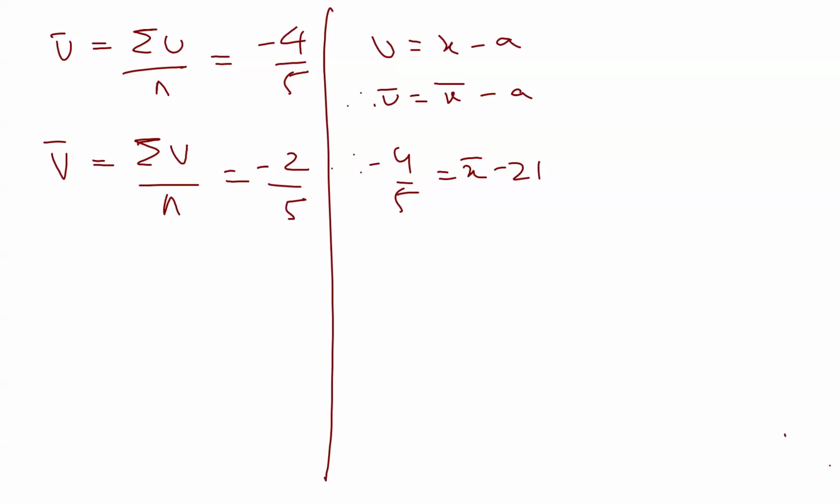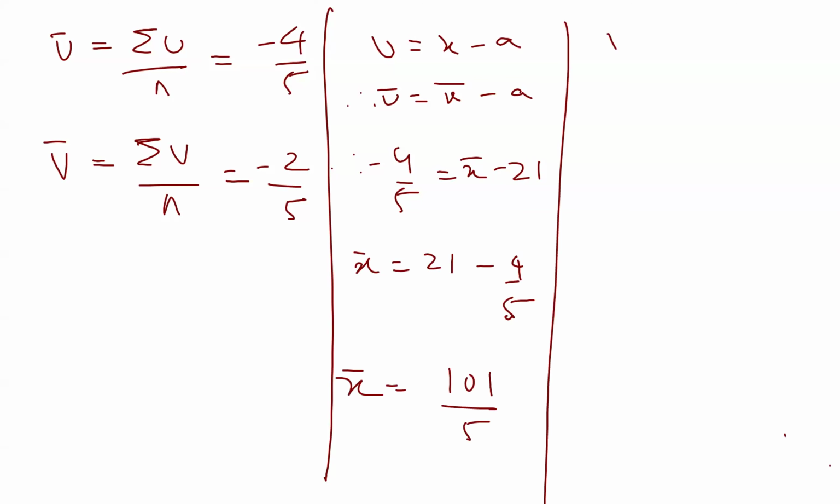Okay, so x bar is equal to (21 minus 4) by 5. X bar is equal to 21 into 5 minus 4, 101 by 5.